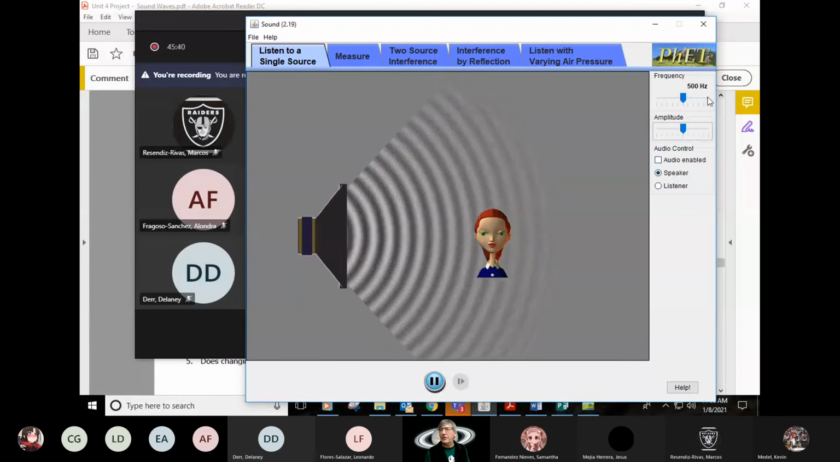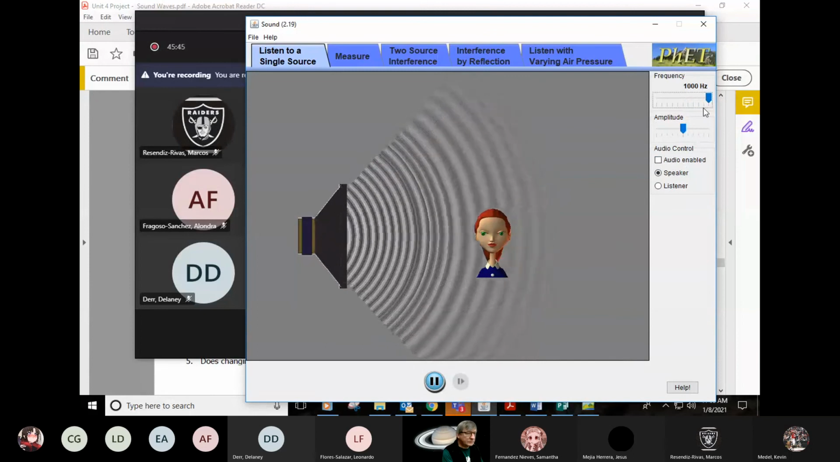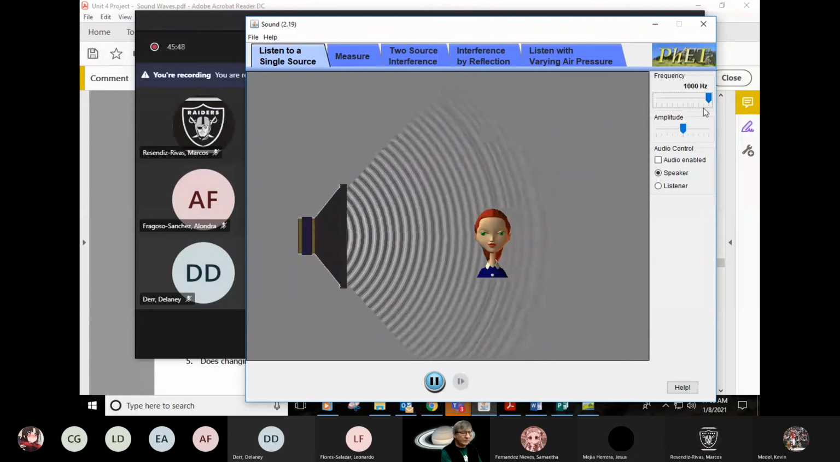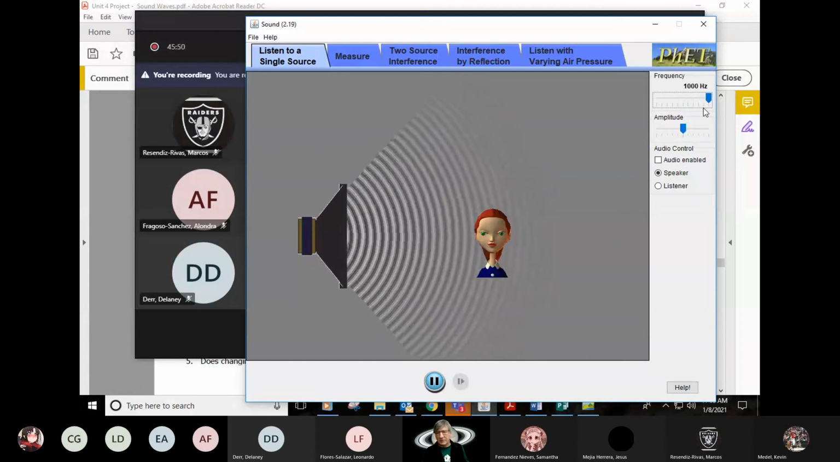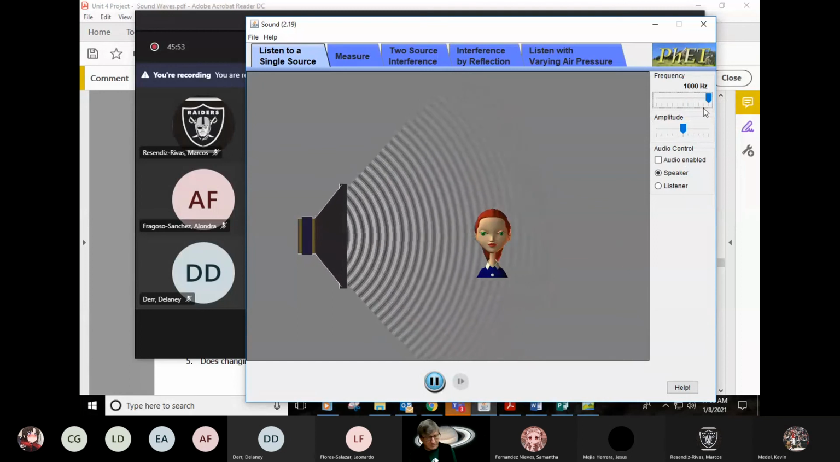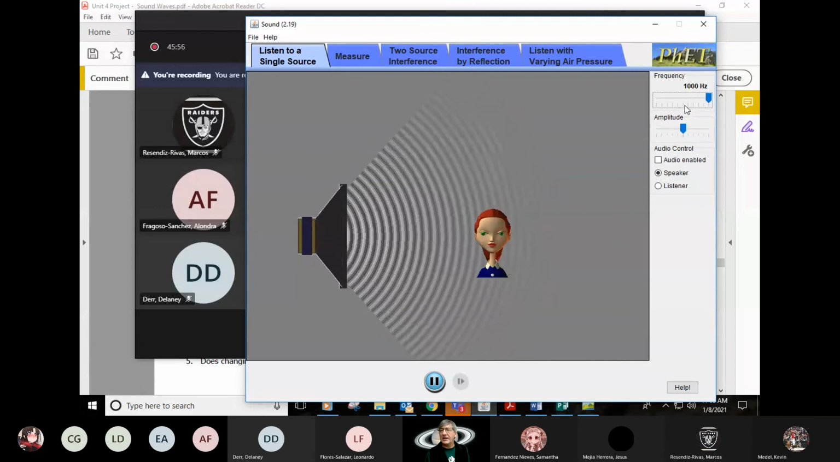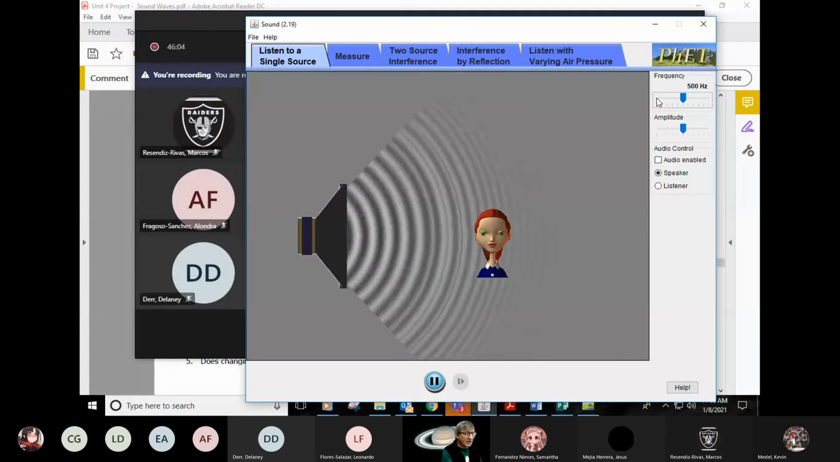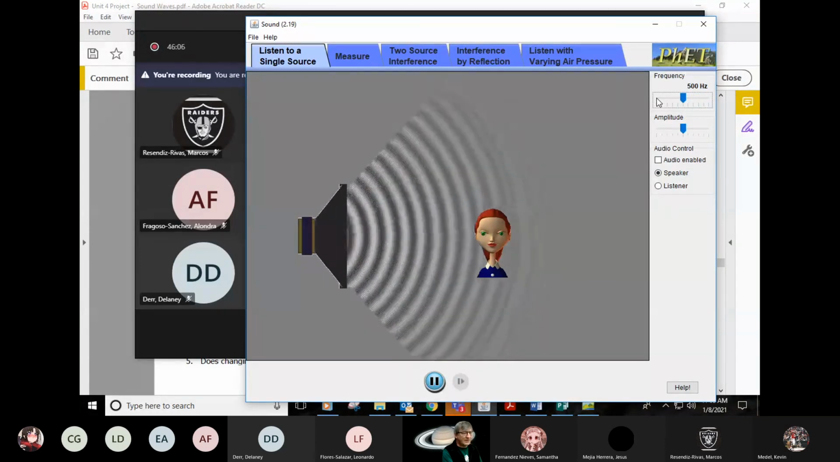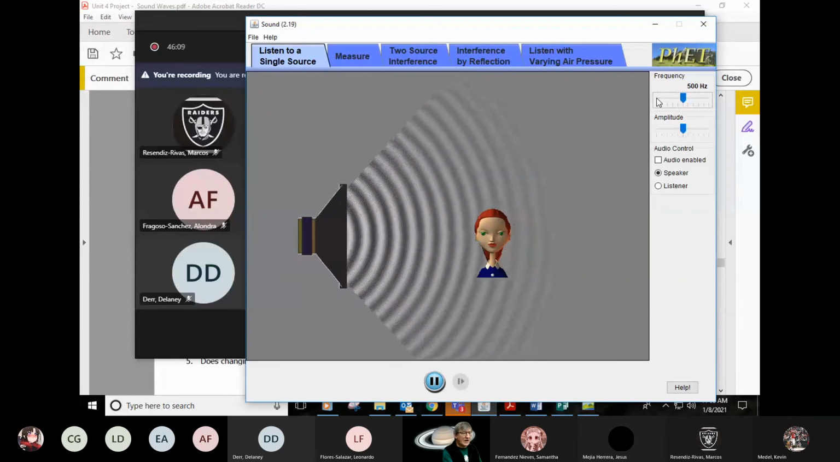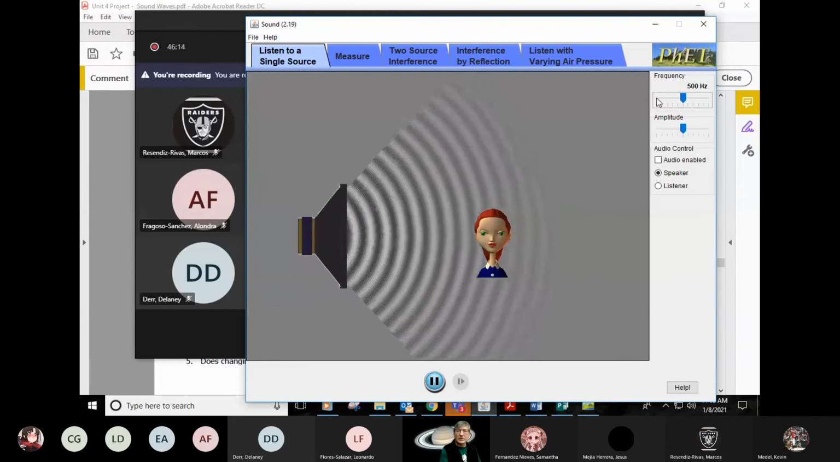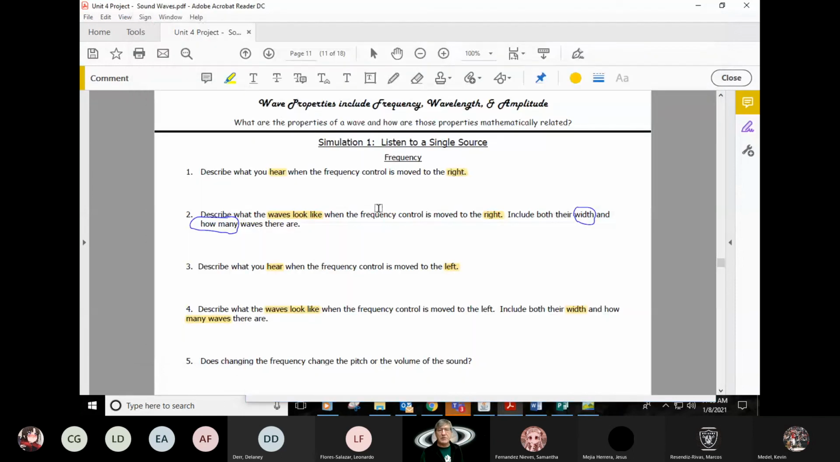I want to move it up to 1,000 hertz. Here we go. There's 1,000 hertz. Let's do that again. I'm going to step it down from 1,000 to 900, 800, 700, 600, 500. Here we go. 1,000, 900, 800, 700, 600, 500. Okay, so you should answer question 1 on the frequency page.